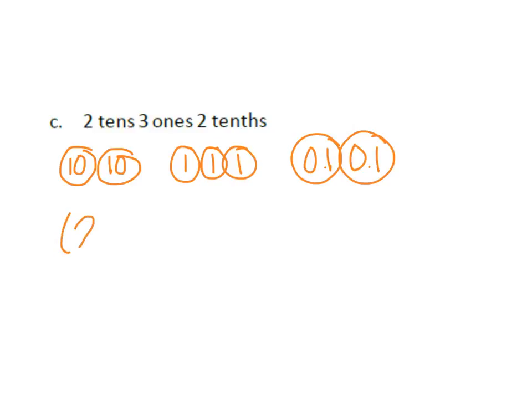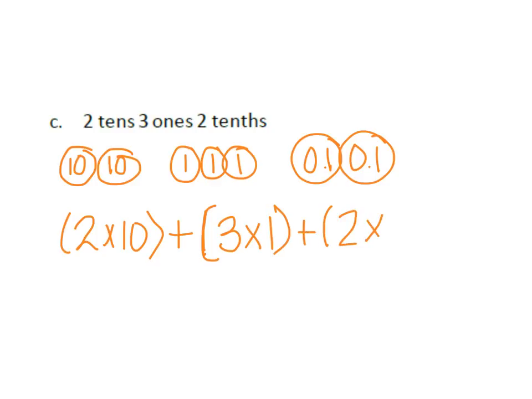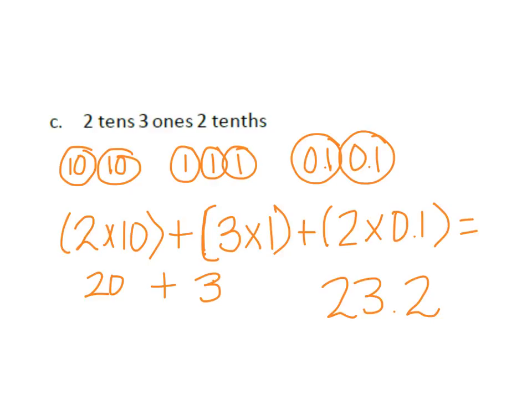So the first thing, we have 2 tens discs. Then we're going to add, with the parentheses, 3 ones discs. Then we have 2 times 1/10, because we have 2 1/10 discs. And that is going to equal 23 and 2 tenths, because 2 times 10 we know is 20, plus 3 times 1 we know is 3, and then 2 times 1/10 we know is 2 tenths. So when we add that up, that's how we get the 23 and 2 tenths.